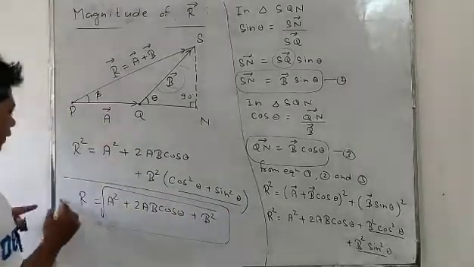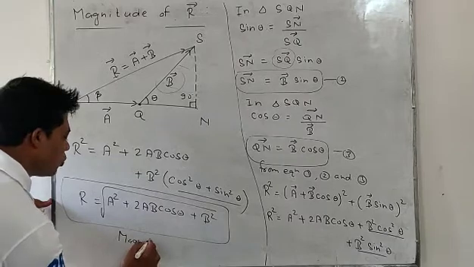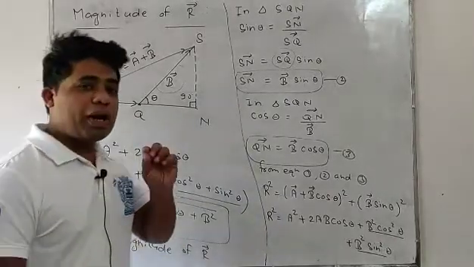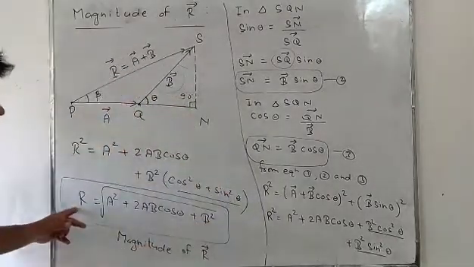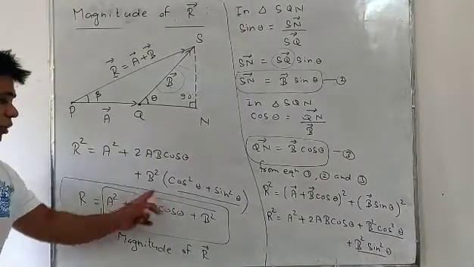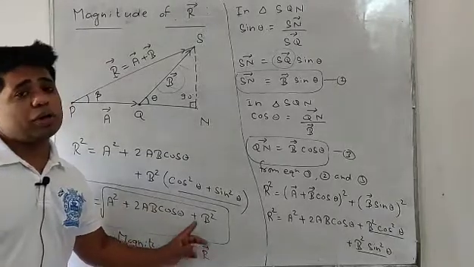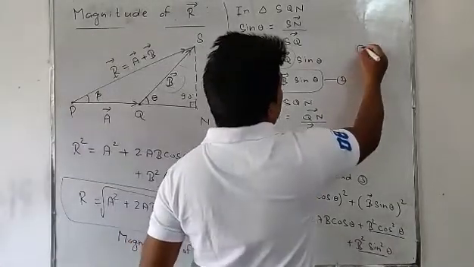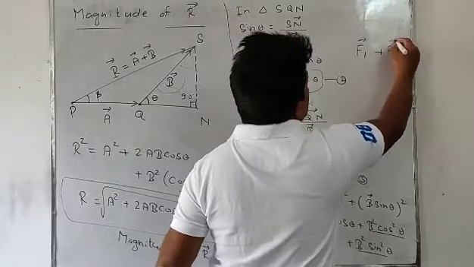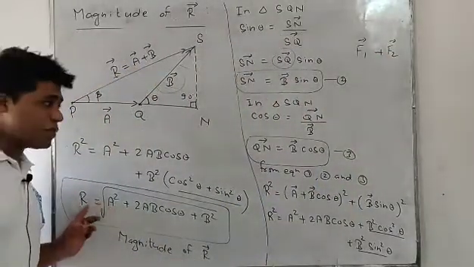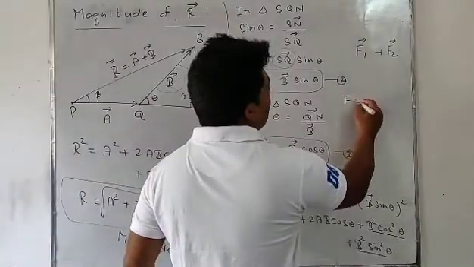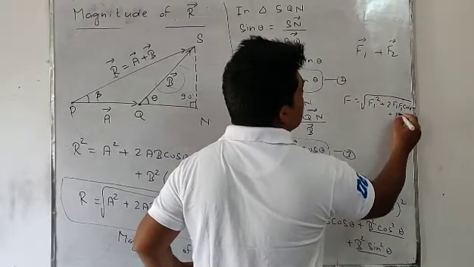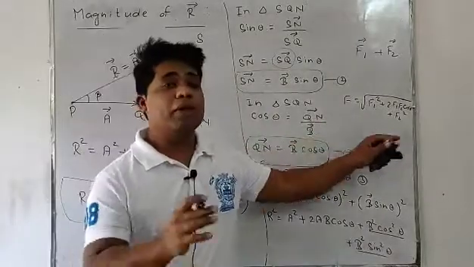Since we got the magnitude, this is said to be the magnitude of vector R. So if you want to get the addition of vector A and vector B, we have to apply the formula R equals root of A square plus 2AB cos theta plus B square. This is the formula for finding the magnitude of addition of vector A and vector B. Suppose you want to add F1 and F2, what formula will we apply? F equals root of F1 square plus 2 F1 F2 cos theta plus F2 square. We have to use this formula for adding vector quantities.